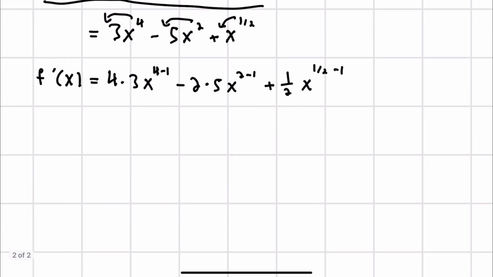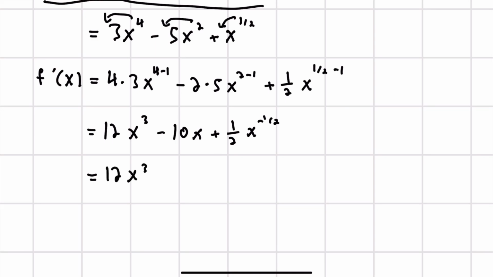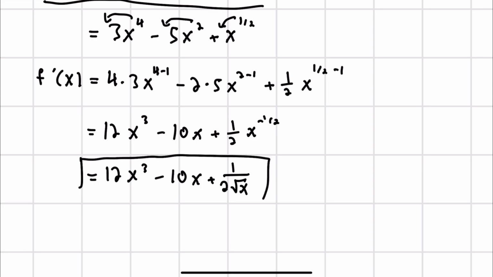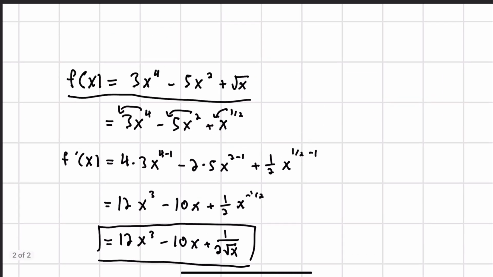And this could be rewritten as 12x cubed minus 10x plus 1 over 2 times x to the power of minus 1 over 2. And this could be rewritten as 12x cubed minus 10x plus 1 over 2 root x. And this would be our final answer.